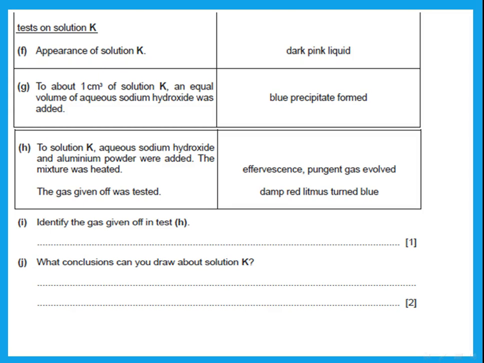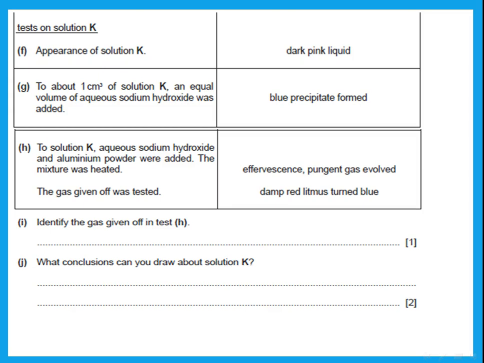It's a bit confusing because we said sodium hydroxide should give blue precipitate if I have copper, but then I should know that all copper solutions are either blue or green, not pink. So that means this is not copper. It's some other transition metal.